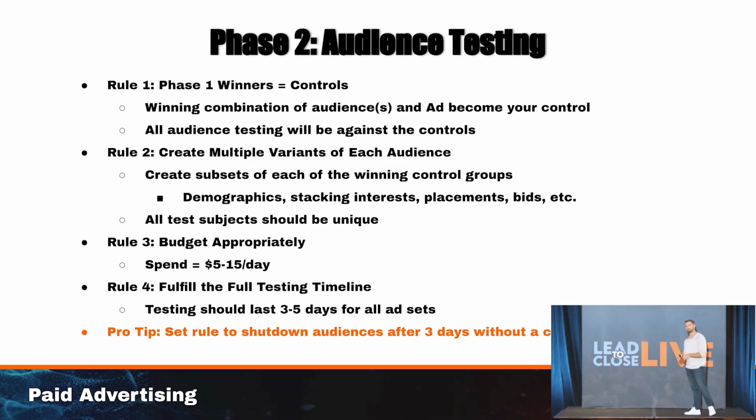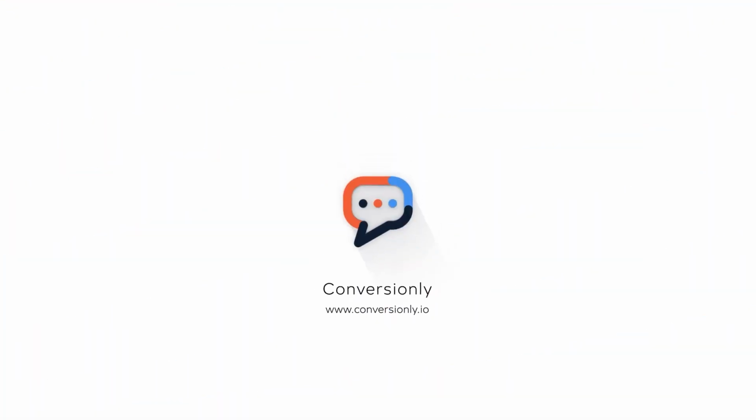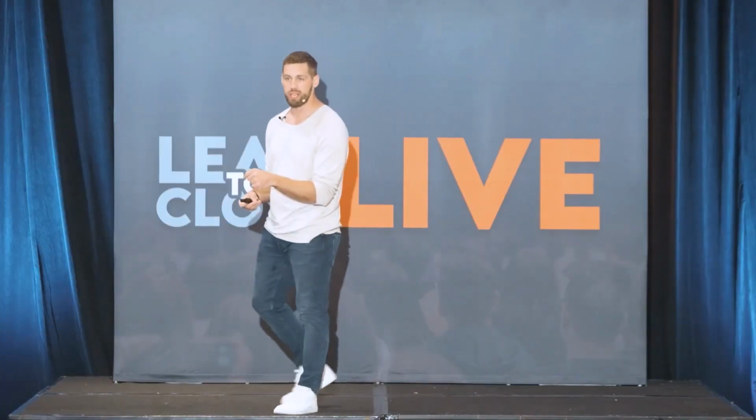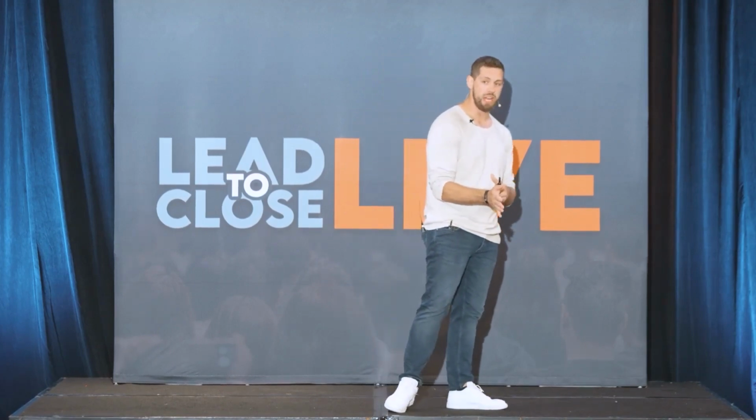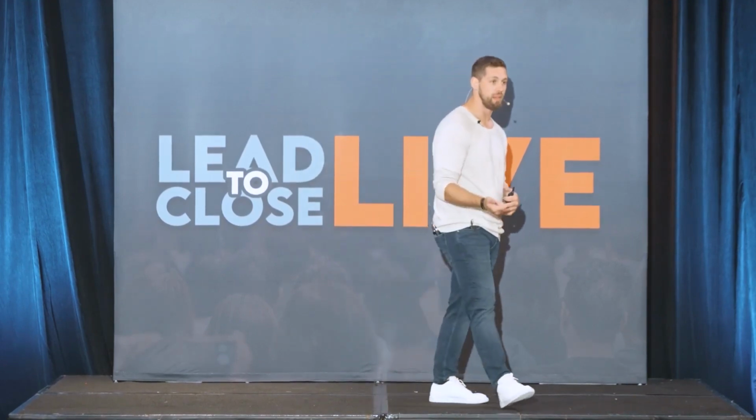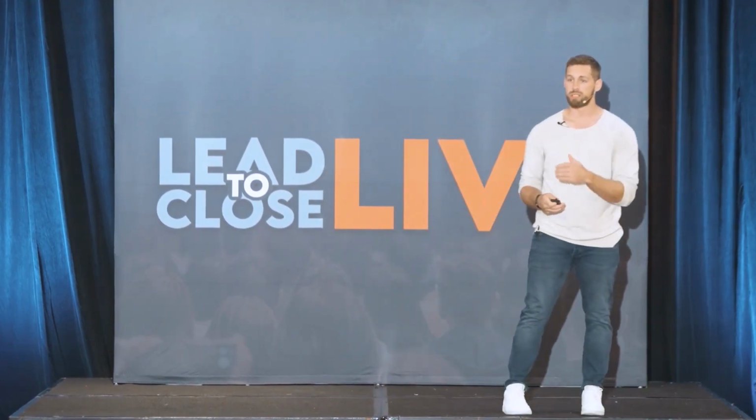Pro tip, there's a way to set up an automation, YouTube it, that you can shut down an audience after 3 days if it has not received a conversion. So you can set it up to where it says, in 3 days, if I'm spending $5 a day for every single ad set, the way I would set up this automation is if spend is greater or equal to $15, because $5 a day over 3 days is $15, and no conversions have been received, pause the ad set. Okay?